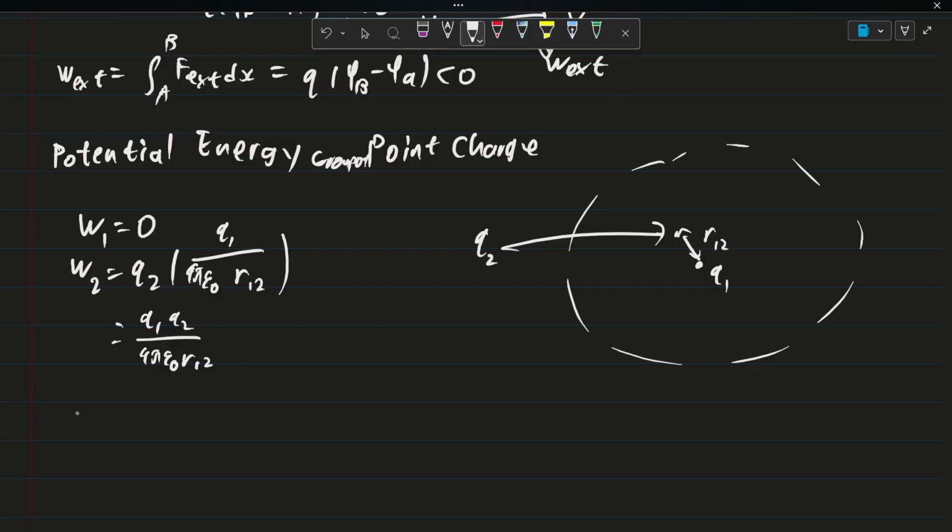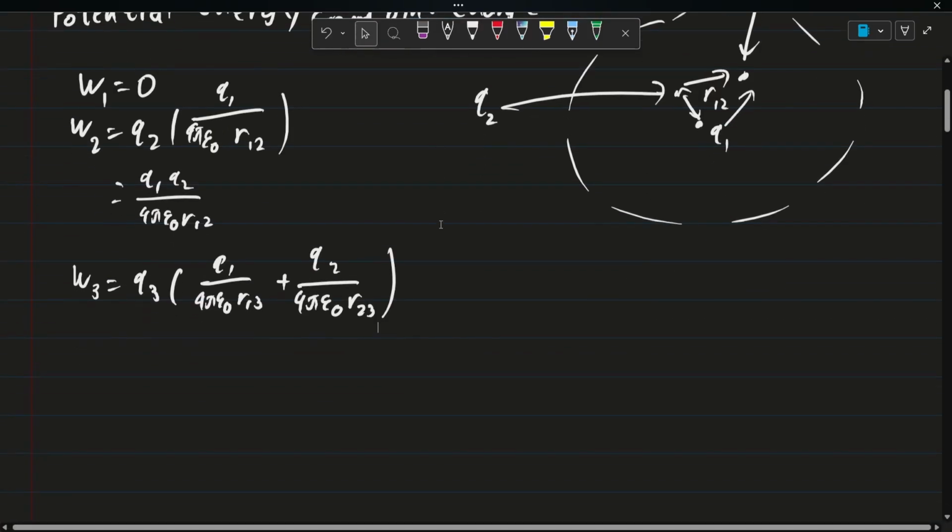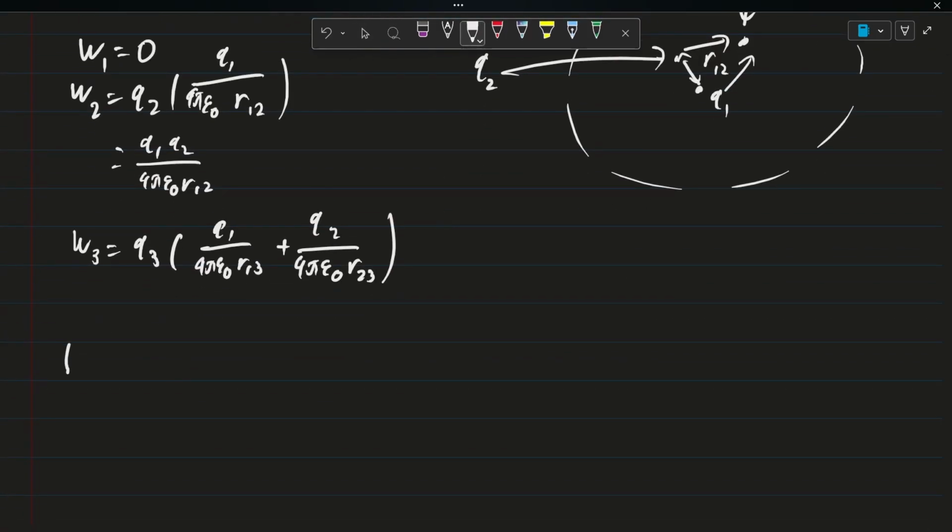So you could also do this for the third charge. This would be Q3 times, and so if you put the third charge in, you need to consider both from Q1 as well as from Q2. So you just need to sum them both up. This would become Q1 over 4 pi epsilon 0 R13 plus Q2 over 4 pi epsilon 0 R23, like so. So if you sum up all of the works here, this would become your potential energy. So this is the amount of work that is applied in, which is going to increase the potential energy.